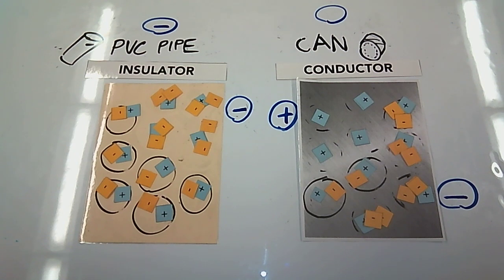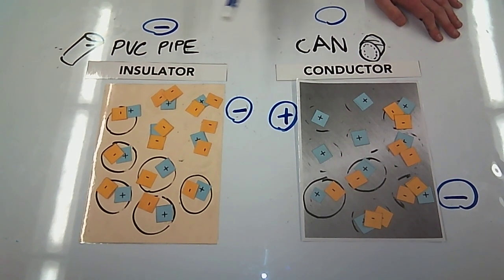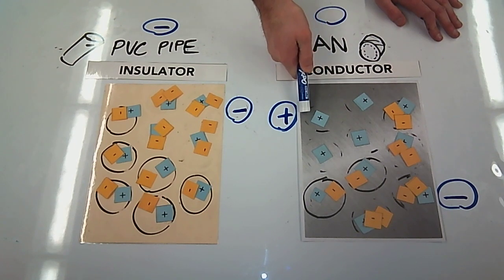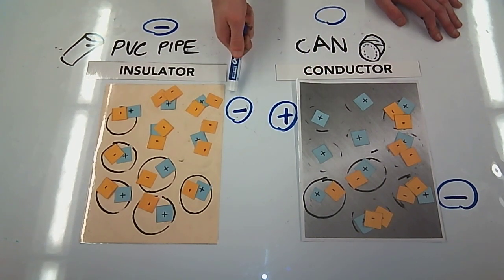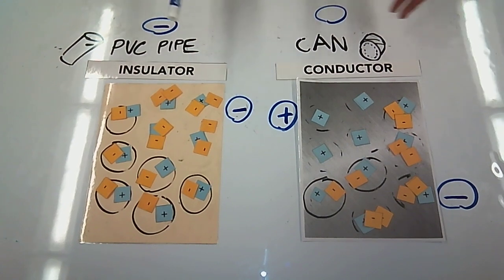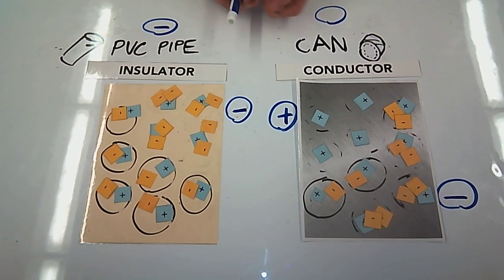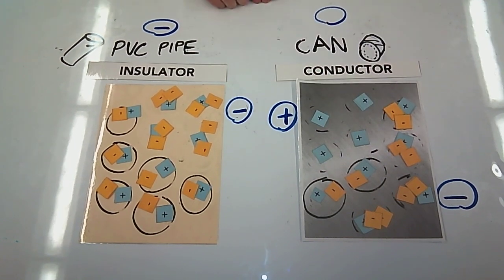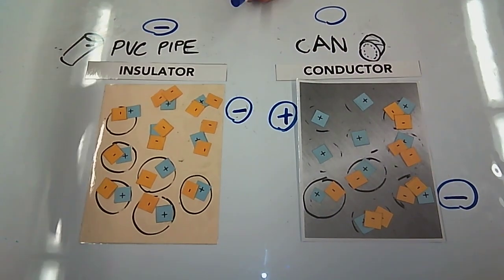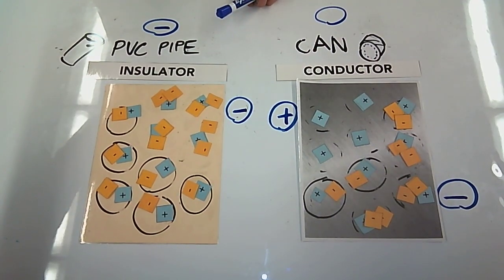So then the question is, what's going to happen when we bring the PVC pipe close to the can? If this side of my can is positive and my PVC pipe is negative, opposites attract. So my can is going to be attracted to my PVC pipe without them even needing to touch, without electrons needing to move from one object to another, just moving within the object to make one area of that object more positive or more negative.